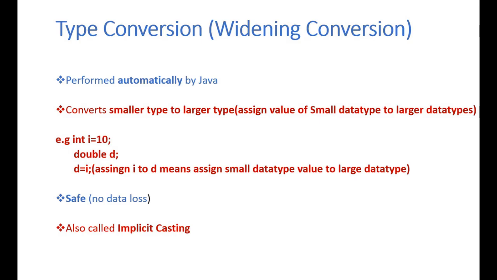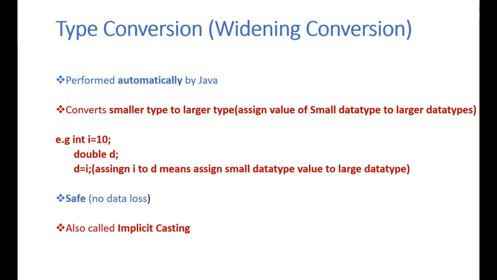Suppose I am working in a Java program, and here I have a variable, say int i equal to 10, which is integer type and stores 4 bytes in memory. And another variable, say double d, and I want to assign the value of i to d. What will I write? d equal to i. So it gets assigned very easily, automatically by Java.